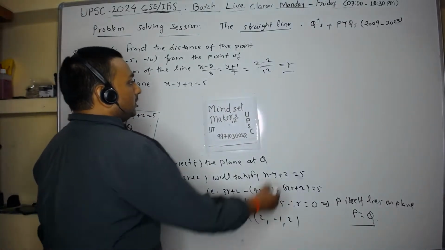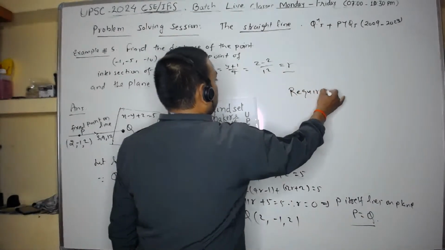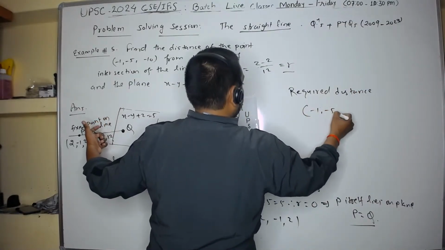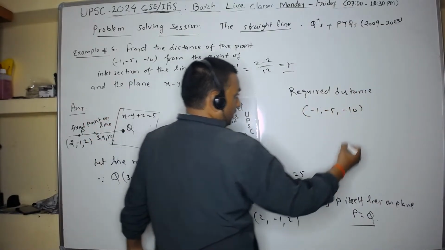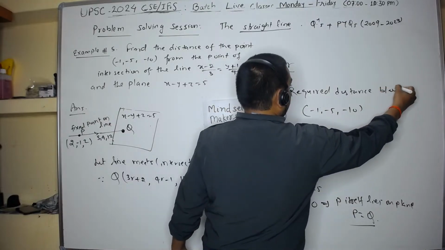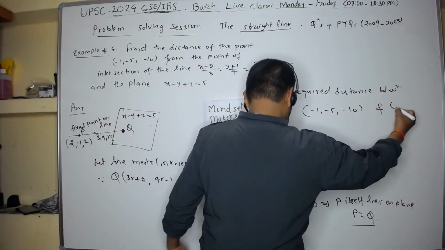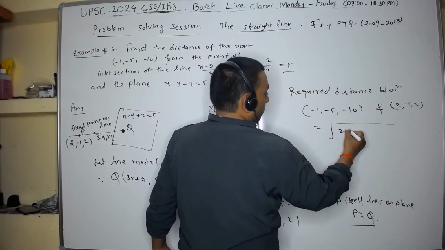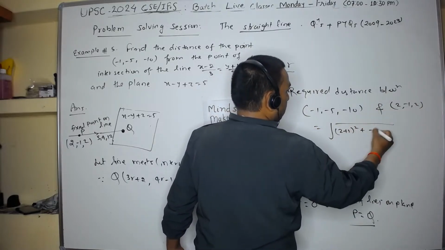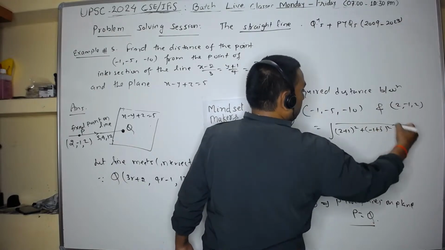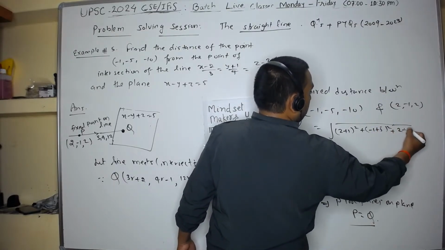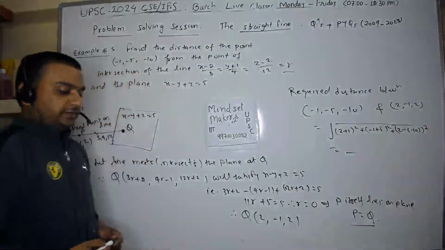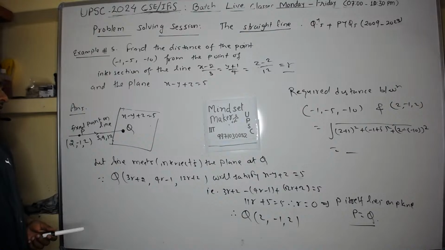What is asked? So the required distance, between which points? Between -5, -10 and 2, minus 1, 2. So that is given by 2 plus 1 whole square, minus 1 plus 5 whole square, 2 minus 10 whole square. What is the value you are getting? That is your answer. Write it down quickly.